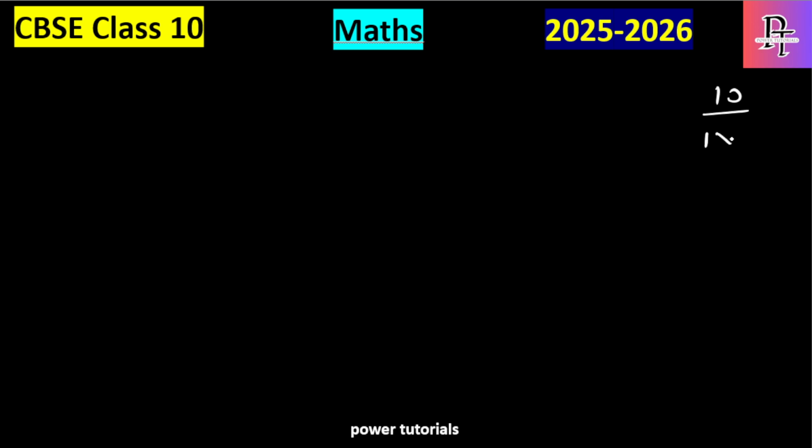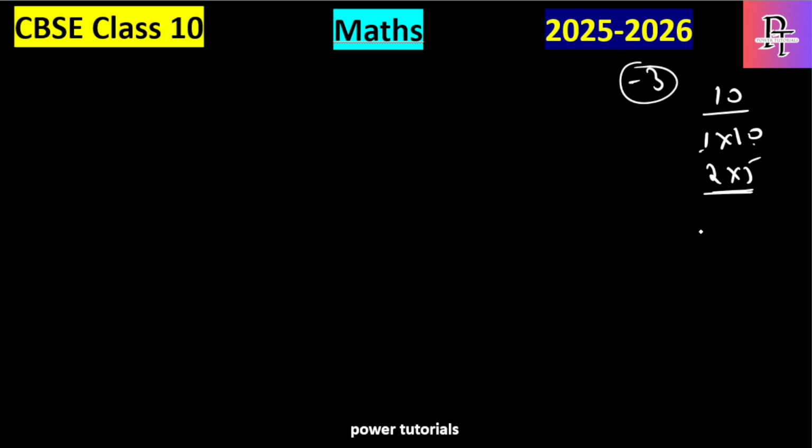What are the factors of 10? 1 into 10, 2 into 5, that's it. Only these factor pairs, 1 into 10 or 2 into 5. So you have to see a combination such that you will get minus 3 as the value. With 1 and 10, 1 plus 10 or 1 minus 10, we cannot get minus 3. So the only option is 2 and 5.